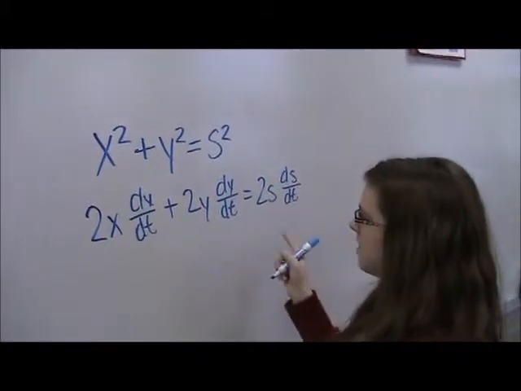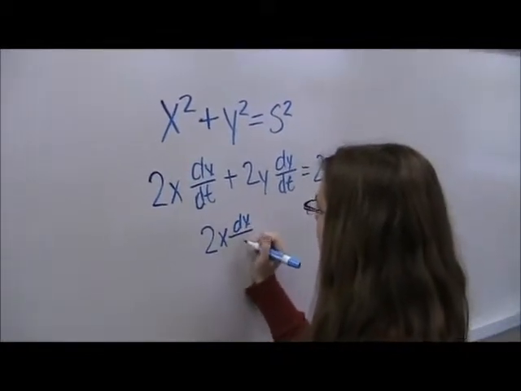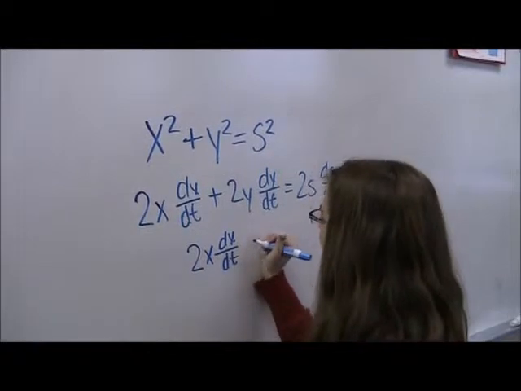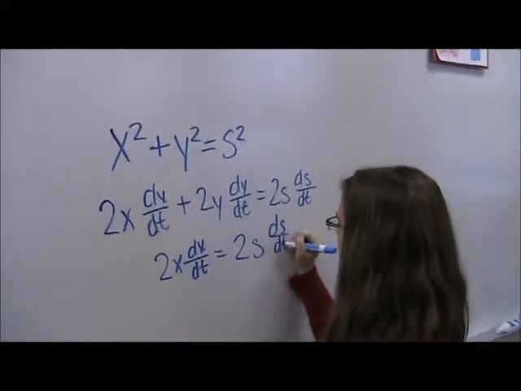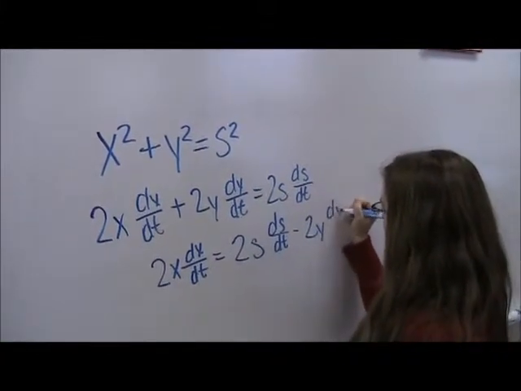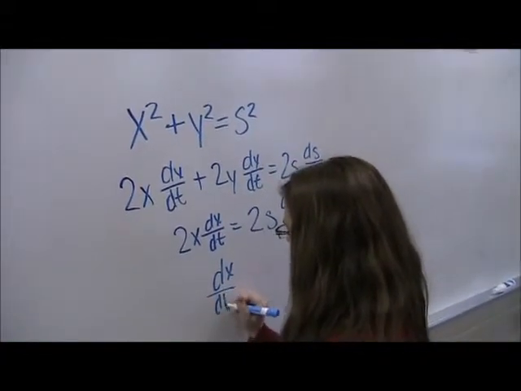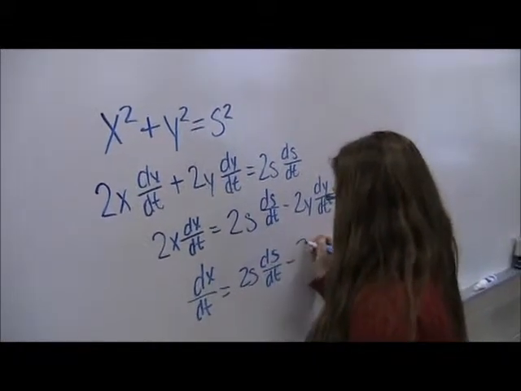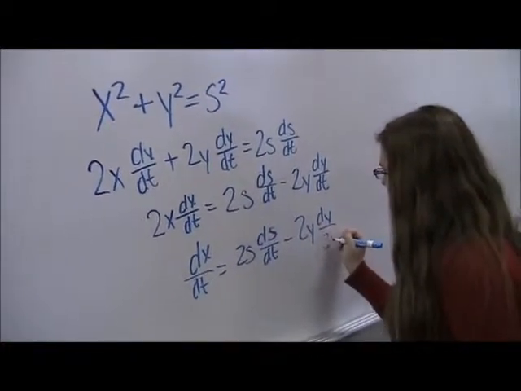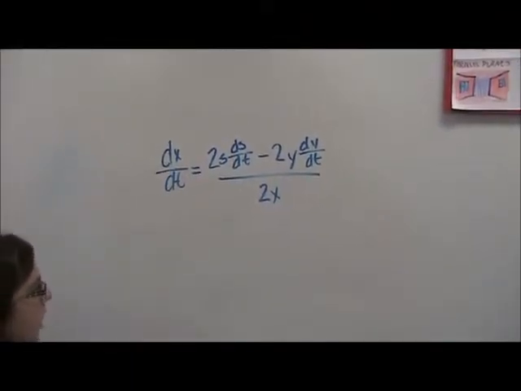You need to solve for dx/dt. So you subtract 2y dy/dt, so that equals 2s ds/dt minus 2y dy/dt. And then you divide by 2x. So dx/dt equals 2s ds/dt minus 2y dy/dt, divided by 2x. Next thing you need to do is plug everything in.